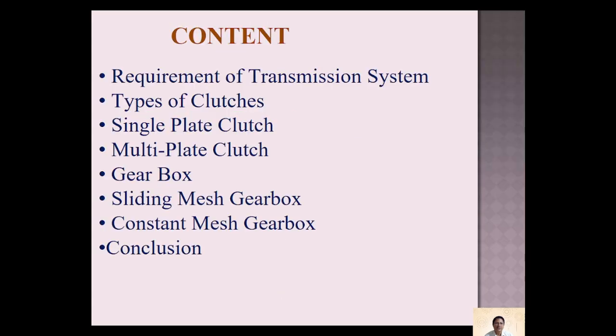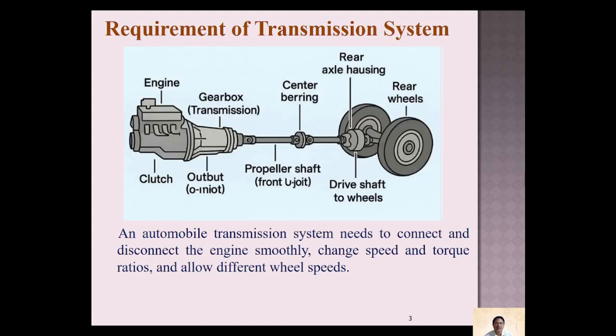Today's presentation content is requirement of transmission system, types of clutches, single plate clutch, multi-plate clutch, gearbox, sliding mesh gearbox, constant mesh gearbox, conclusion. So, requirement of transmission system. The transmission system is required to transmit the power from the engine to the wheels with the proper required torque as well as speed.